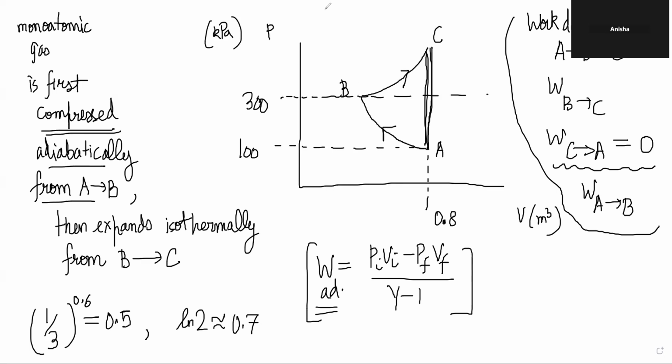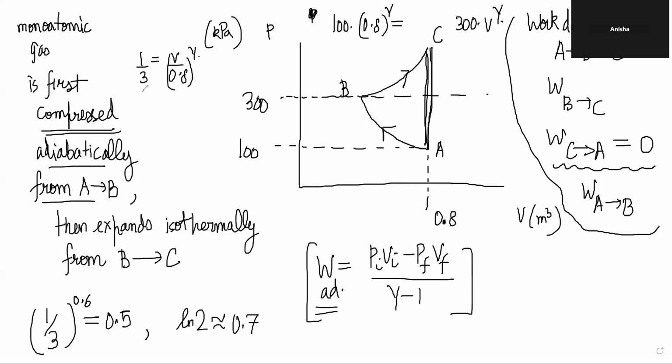So for that, we will use P V to the power gamma, right? Yes, sir. So we'll say 100 into 0.8 to the power gamma is equal to 300 into V to the power gamma, right? So we are getting 1 by 3 is equal to (V by 0.8) to the power gamma, right? And gamma is what? 5 by 3. Four by 3.